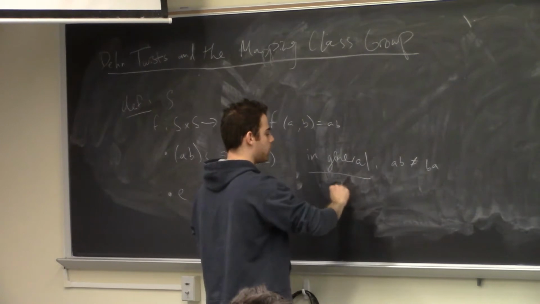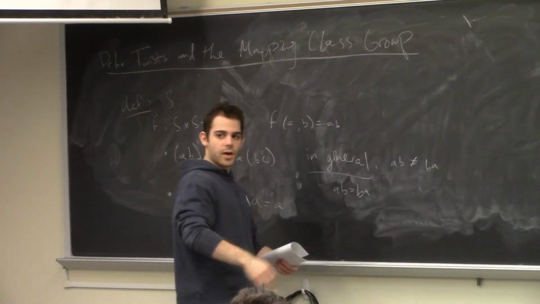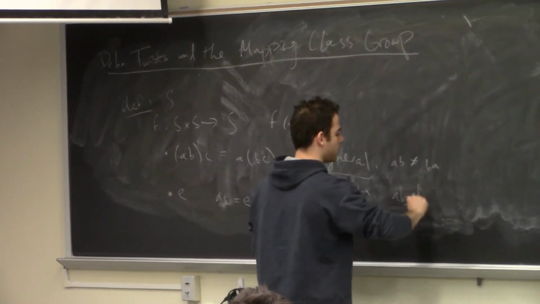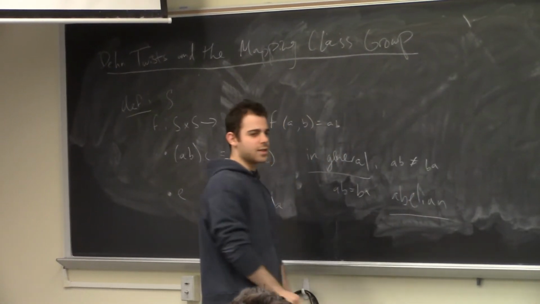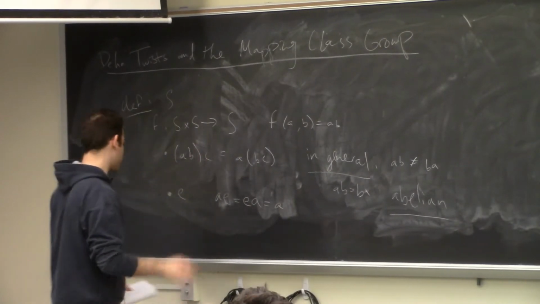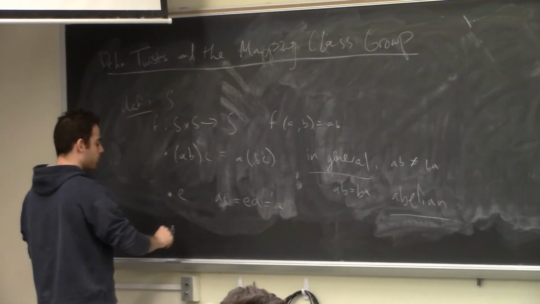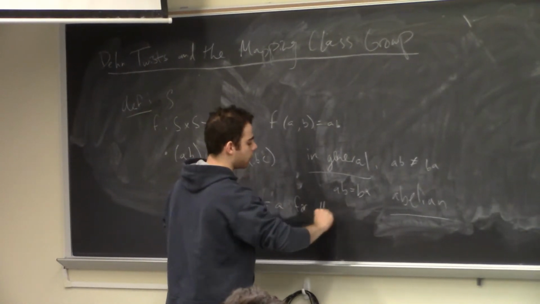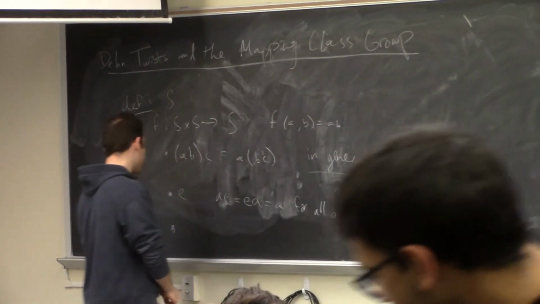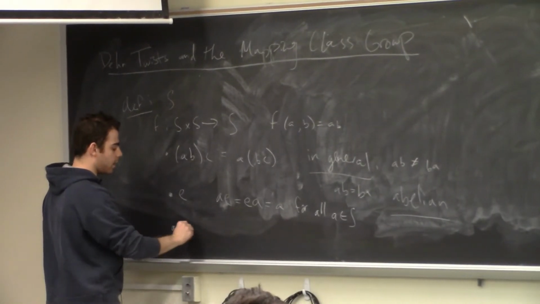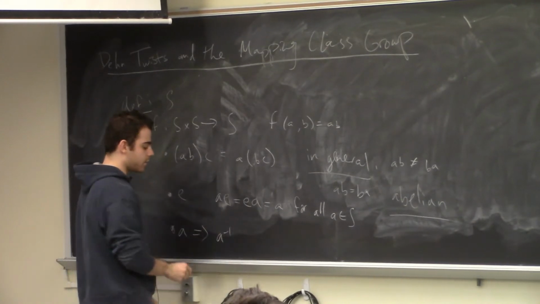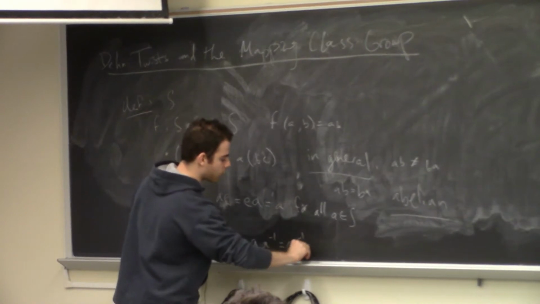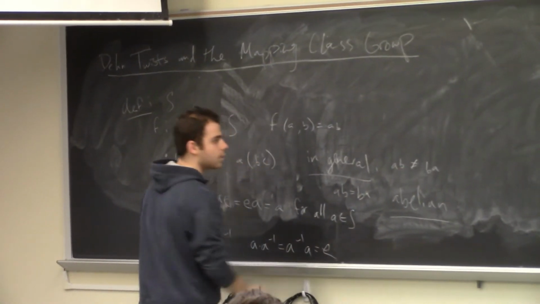So in general, ab is not equal to ba. If ab equals ba, then the modern terminology is just commutative, but the word in group theory is abelian, which I think is named after Abel or something, but that doesn't matter. This identity has to hold for all a in the set. And finally, for each element a, we want there to be some a inverse such that when I multiply a by a inverse on the left or the right, I just get the identity.